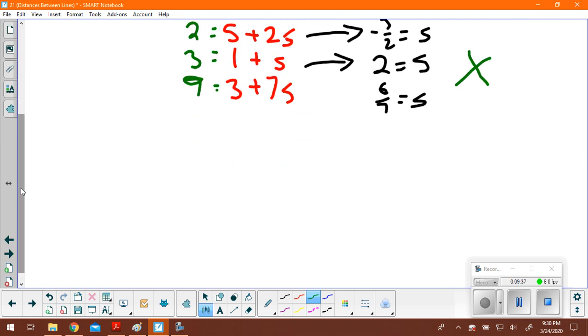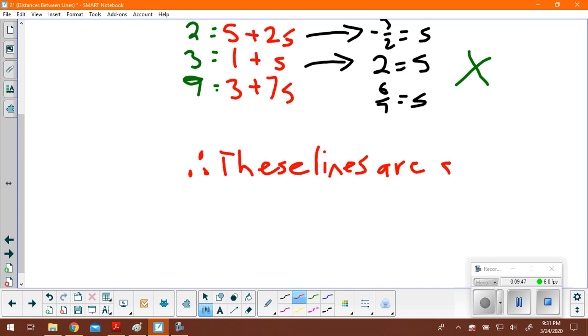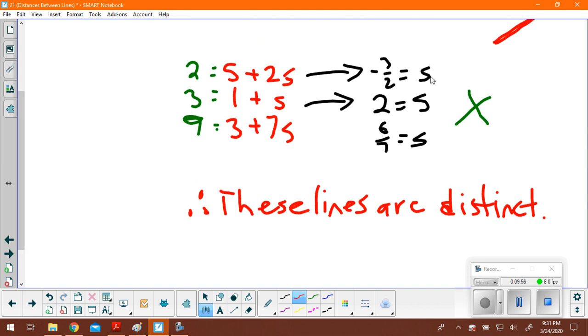So therefore, these lines are distinct. Okay. If they had been coincident, then I would have got the same value for s in all three spots.